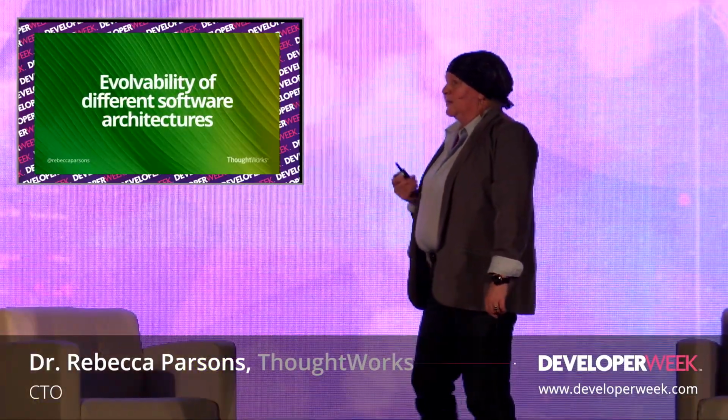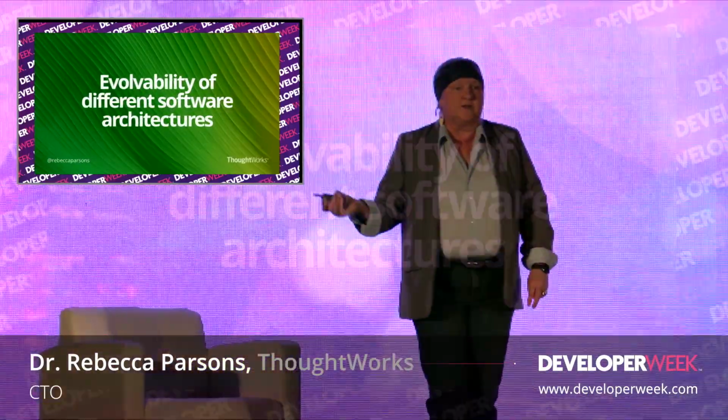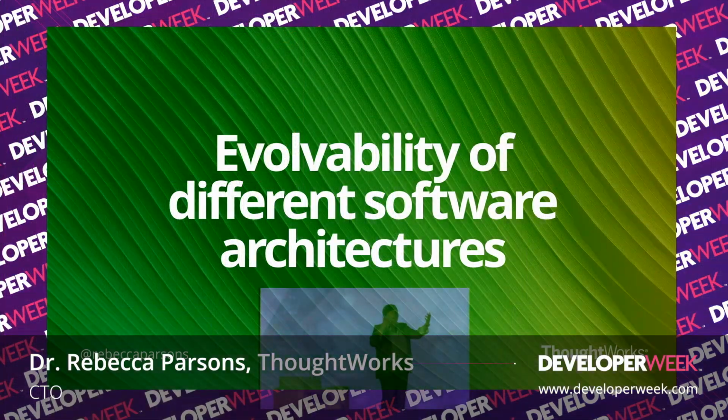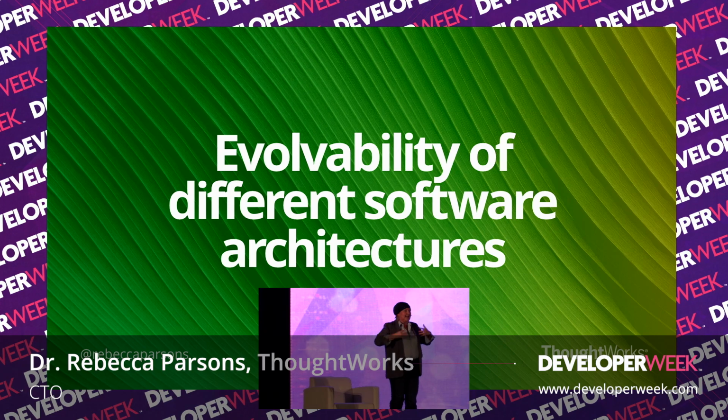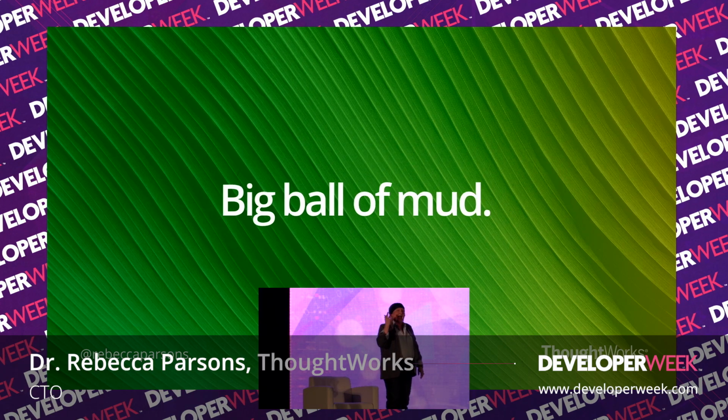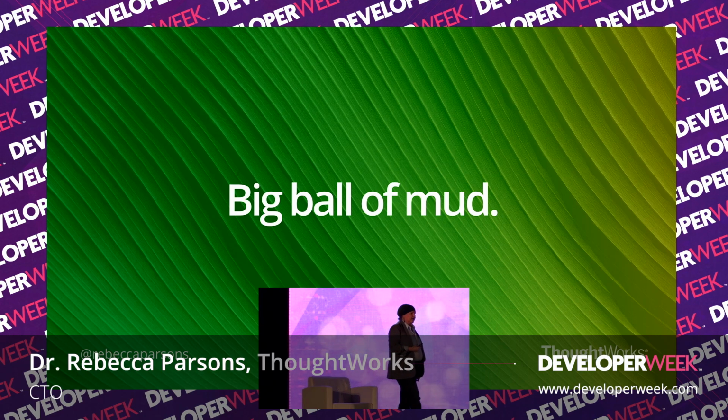Now, I want to run through some architectural styles, because there are some people who assume that microservices and evolutionary architecture are one and the same. And that's not true. Part of what we're trying to talk about is how you can evolve different kinds of architectures.